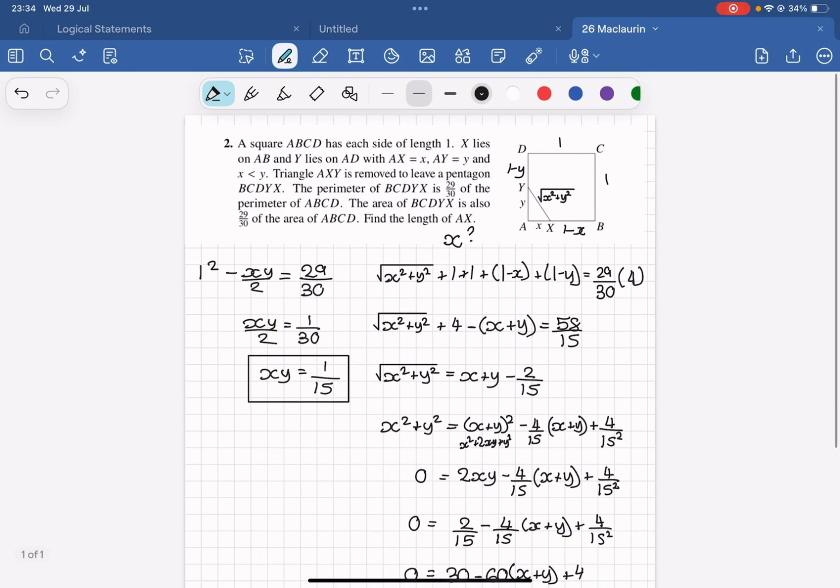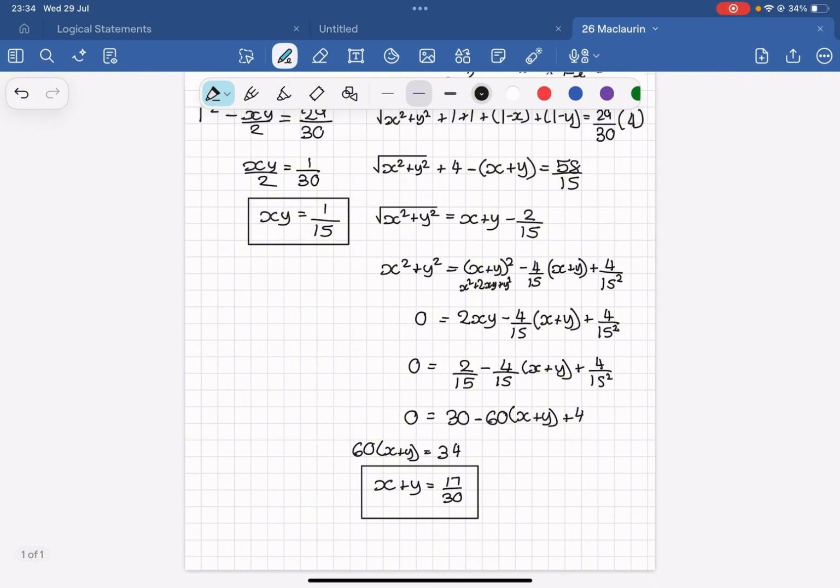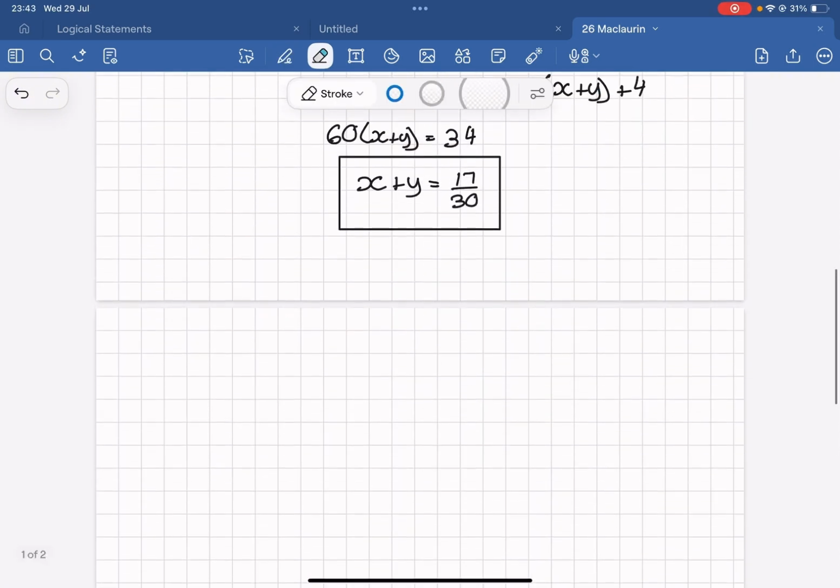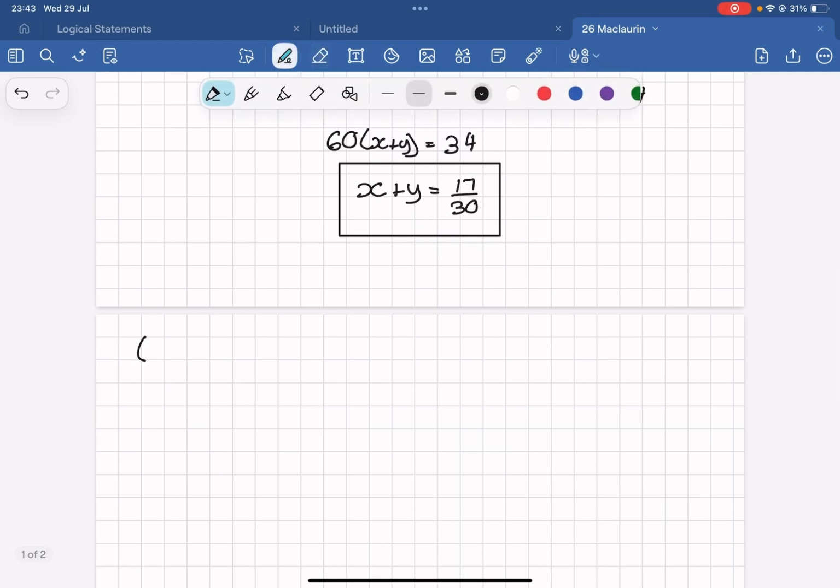So we've pretty much juiced as much information as we can out of the question. Now let's just remind ourselves of what the question is actually asking. We just need to find x. We have x plus y and we have xy. So this reminds me of this nice trick I know, which is (x plus y) squared equals (x minus y) squared plus 4xy.